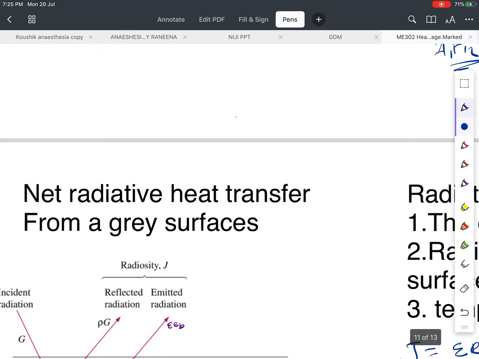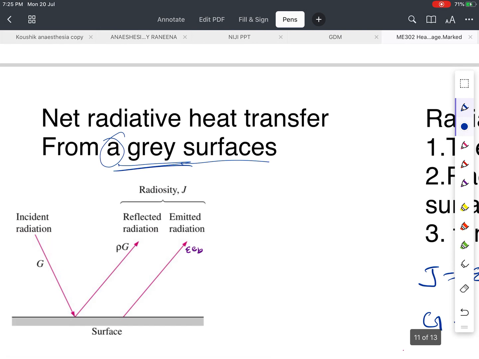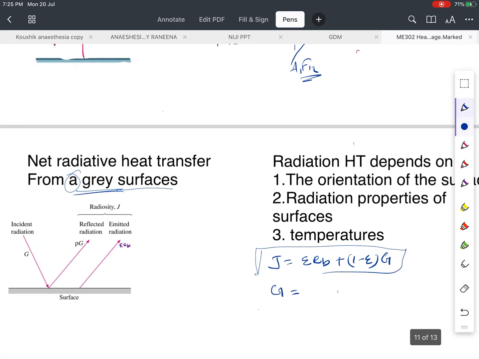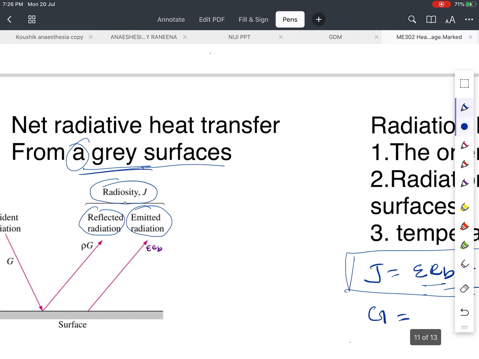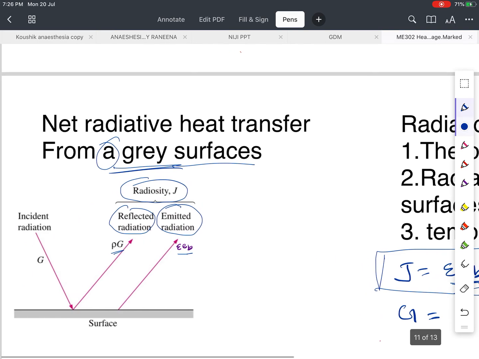Now let us see what is the net radiative heat transfer from the surface of a gray body. You have seen that radiosity is equal to epsilon times EB plus 1 minus epsilon times G. What is radiosity? I have explained radiosity with this figure. Radiosity is the net radiation leaving the surface. It includes reflected radiation and emitted radiation. So radiosity J is equal to epsilon EB plus rho G, where rho can be replaced with 1 minus epsilon. So J is equal to epsilon times EB plus 1 minus epsilon times G. This will be the radiosity J.